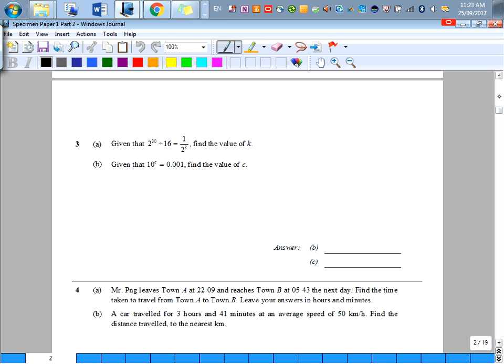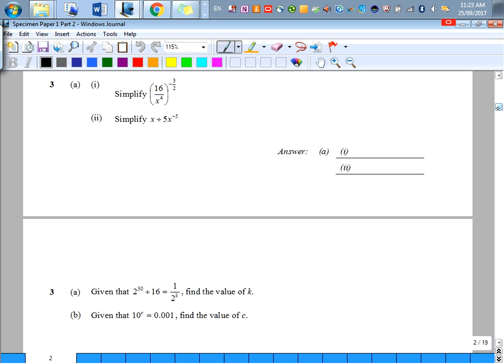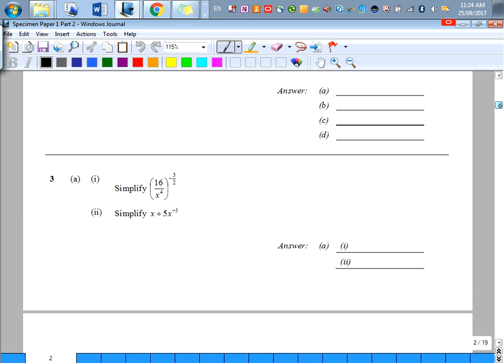3a. This is a question to ask us to find the value of the power. So the approach in E-maths is always the same. We compare the powers. So right now, what is the base that we should use? Yeah, we should use base 2. So let us convert everything to base 2.